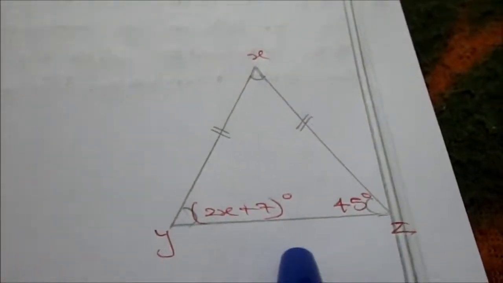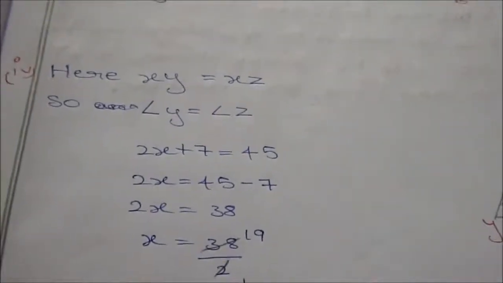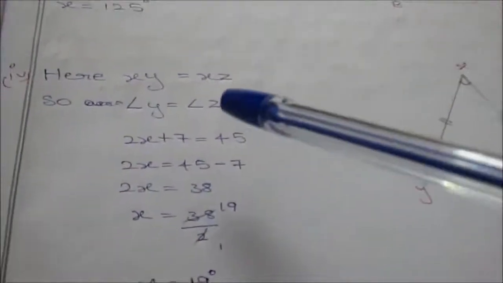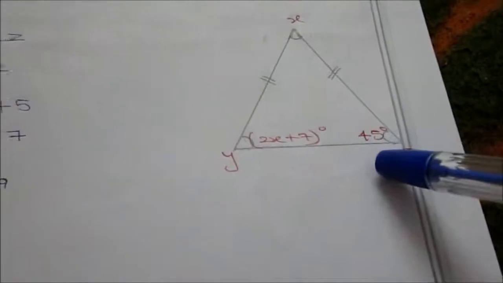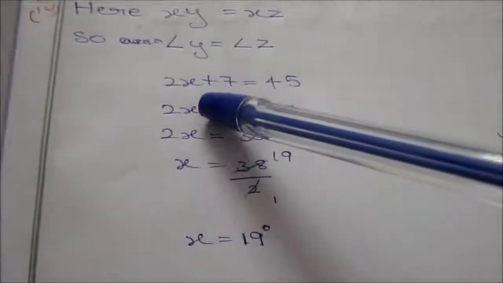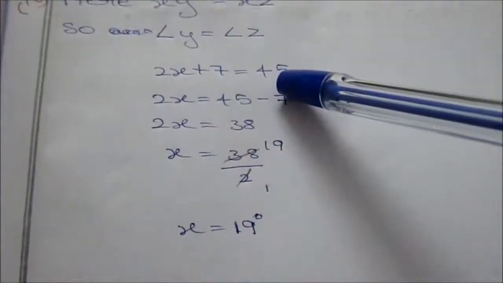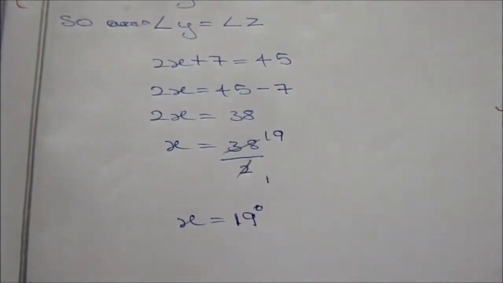We are using that formula. Here XY is equal to XZ. Two sides are equal. That's why angle Y equals angle Z. So one angle is 2x plus 7, equal to the other angle, 45. 2x plus 7 equals 45. When we simplify this, we will get x equal to 19 degrees.